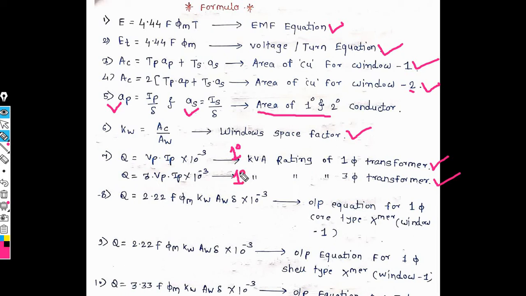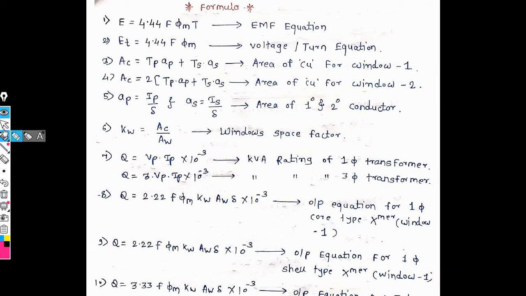Okay. Then also the output equation of the core type transformer for window 1. For a single phase core type transformer, Q is equal to 2.22 f Bm Aw sigma into 10 raised to minus 3. This is the output equation for a single phase core type transformer, window 1. Then the same output equation applies for a single phase shell type transformer, window 1. This Q is equal to 2.22 f Bm Aw sigma into 10 raised to minus 3. This is the important output equation. We have to consider window 1 for both the core type and shell type transformer.